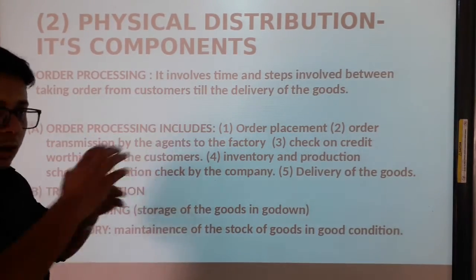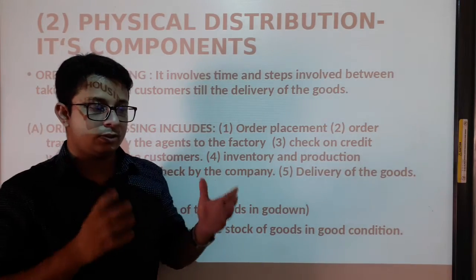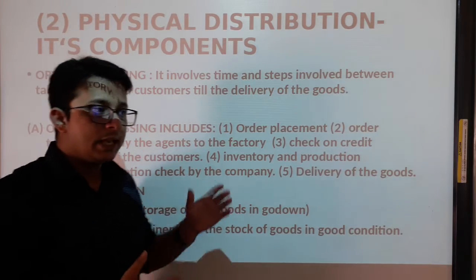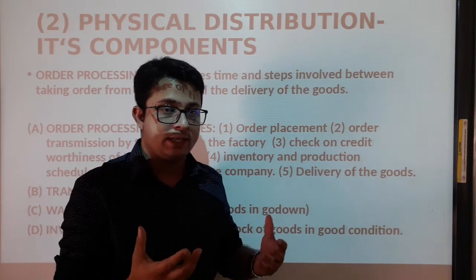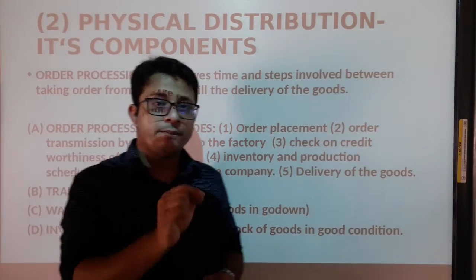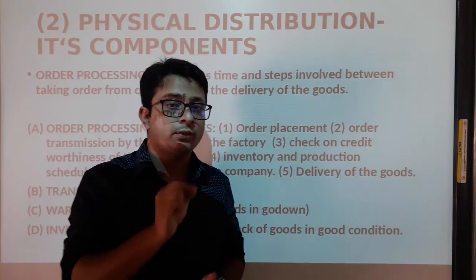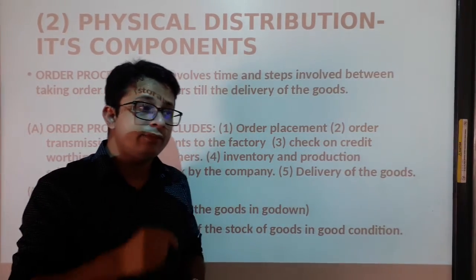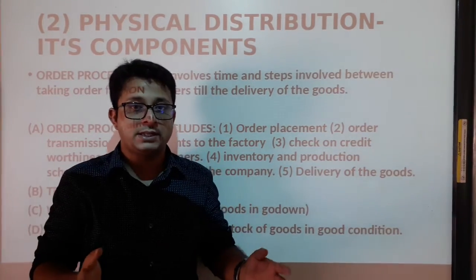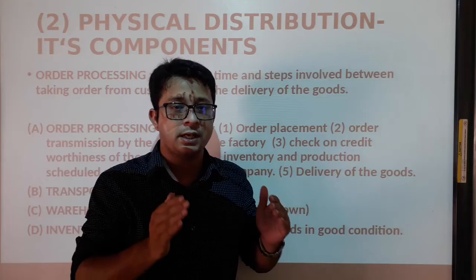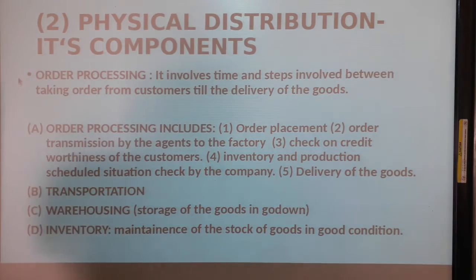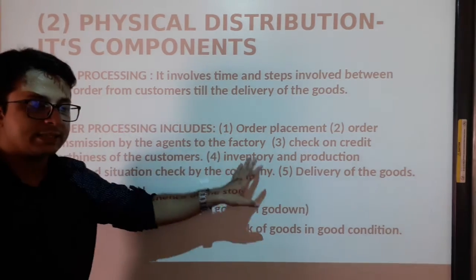If we want to learn the meaning of order processing, it is all the activities that a particular company or manufacturer does from the time of receiving the order from a customer till the time of delivery of the goods to that customer. All the series of steps, all those activities that a manufacturer or producer does, will be called order processing. In order processing there are certain steps.